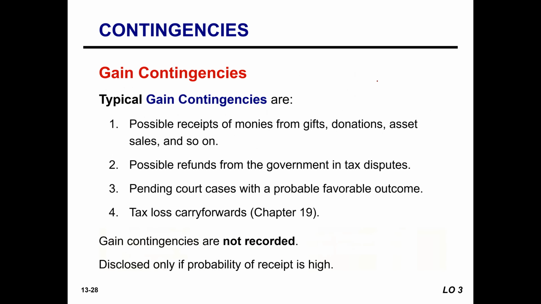So some typical gain contingencies: possible receipts of monies from gifts, donation, asset sales, possible refunds from the government in tax disputes, pending court cases with a probable favorable outcome, tax loss carry forwards, which we talk about more in chapter 19, and also in taxation as well. Just like it shows here, gain contingencies are not recorded, and generally speaking, only disclosed if the probability of receipt is high. So maybe it might be a note disclosure in the financial statements, but only if probability of receipt is high.